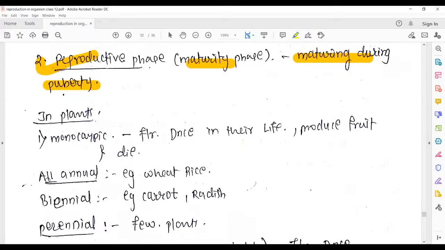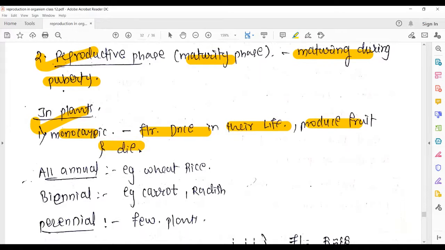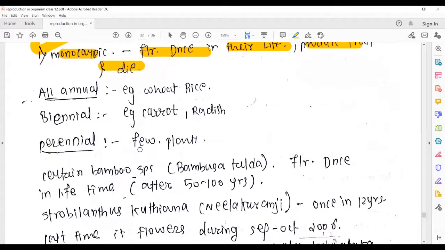Coming to the next part, in plants, if you take the example as a plant, monocarpic is the first category. Monocarpic means they flower once in their life, produce fruit, and then they die. For monocarpic, what examples can be taken? All annual plants can be examples for monocarpic, for example wheat and rice. Among biennial plants, carrot and radish are examples.